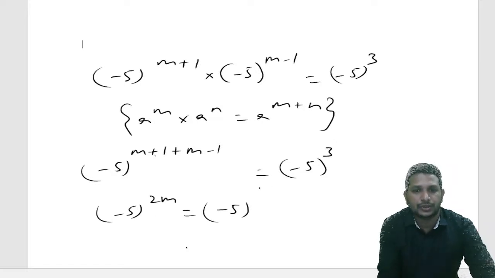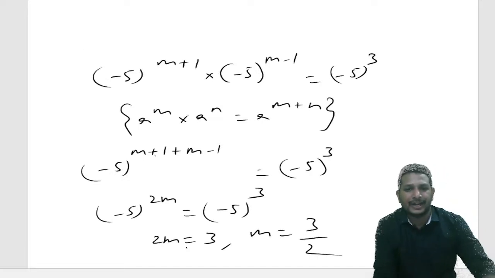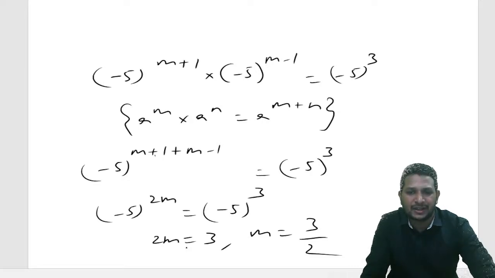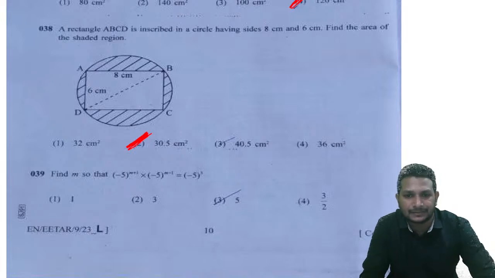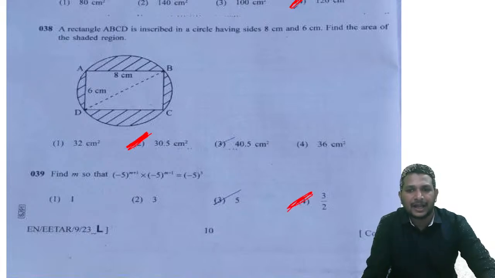So 2m equals 3. The value of m we got is 3 by 2. That's nothing but option 4. Option 4 is the answer. 3 by 2 is the answer.